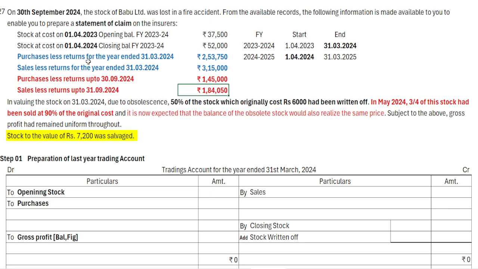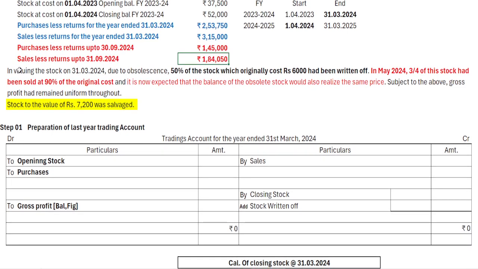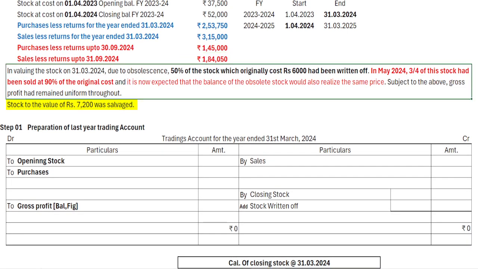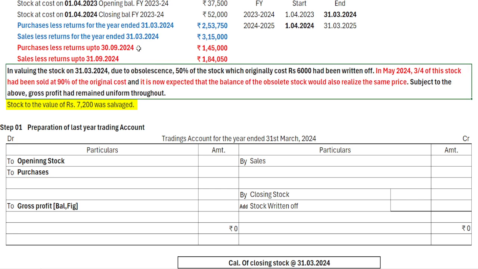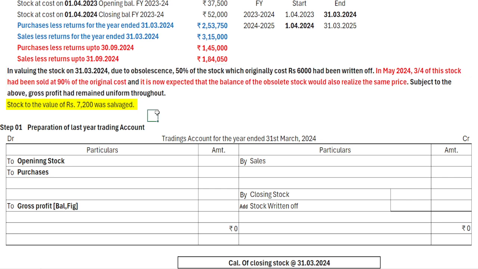This is the purchase returns for the year ended 31st March 2024, and this is the purchase up to the date of fire, sales up to the date of fire. Here, this is the important thing which we have to concentrate on.